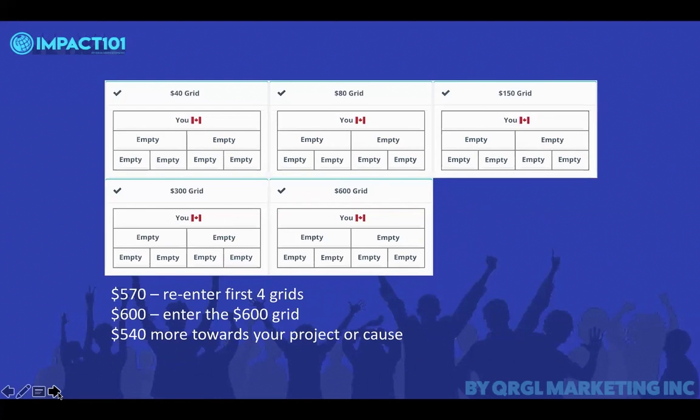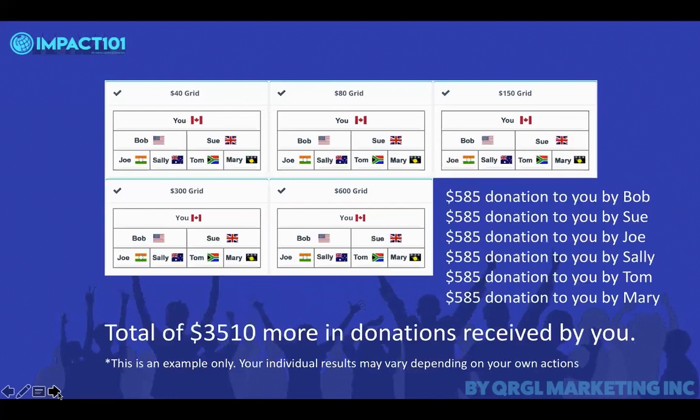That opens up a whole new donation stream for you where you can be receiving $300 donations. That also leaves $540 more to put towards whatever you're raising funds for, and you now have 5 donation streams to be able to receive donations in. As Bob and Sue and Joel and Sally and Tom and Mary help their people with their two, they're going to do the same thing.